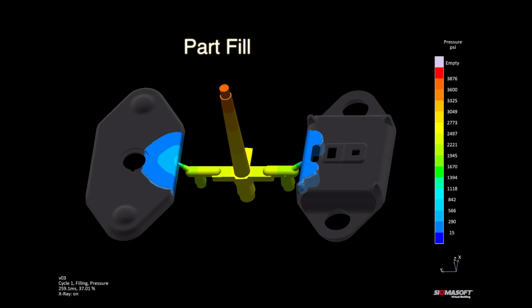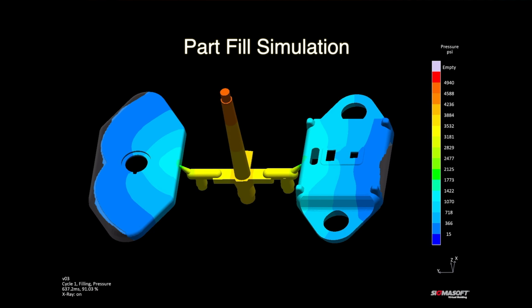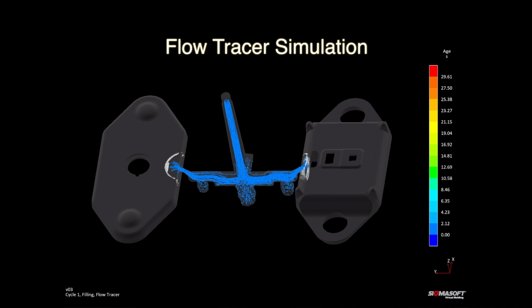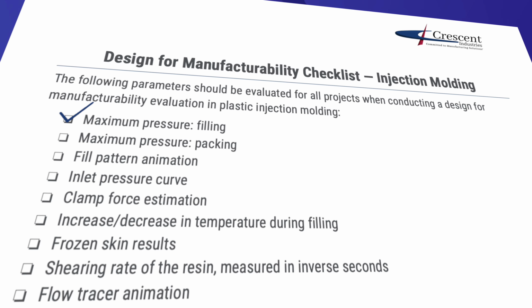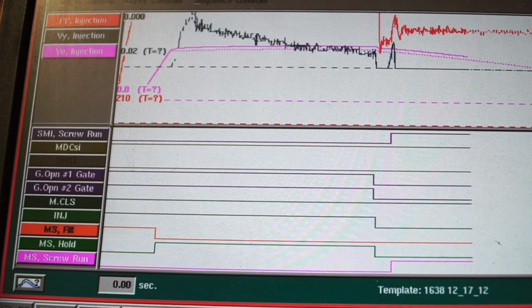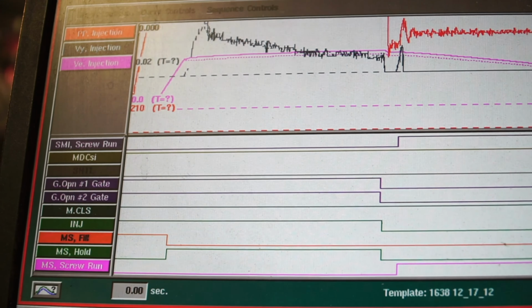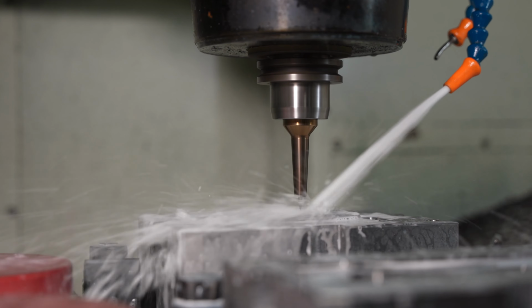A key step in the DFM process that helps avoid headaches down the road is running part flow simulation, which can tell us quite a lot about a part's design before steel is ever cut. First is the maximum pressure during filling. This is the peak pressure required to fully fill the mold cavity, and if a design requires excessive pressure just to fill the mold, then that's a red flag that should be addressed long before steel is cut.